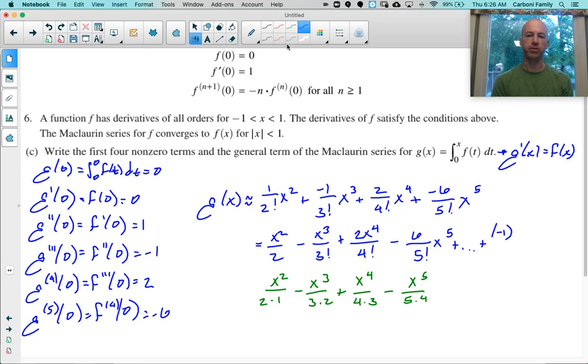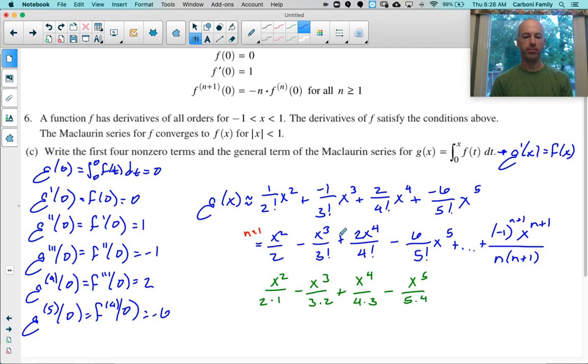My first term, which I like to think of as n equals 1, x is a positive number. So this is going to be negative 1 to the n plus 1. And so my first term is x squared, so it's going to be x to the n plus 1. So that gives me 2. And on bottom, we have n times n plus 1. And that's going to give me my denominator.